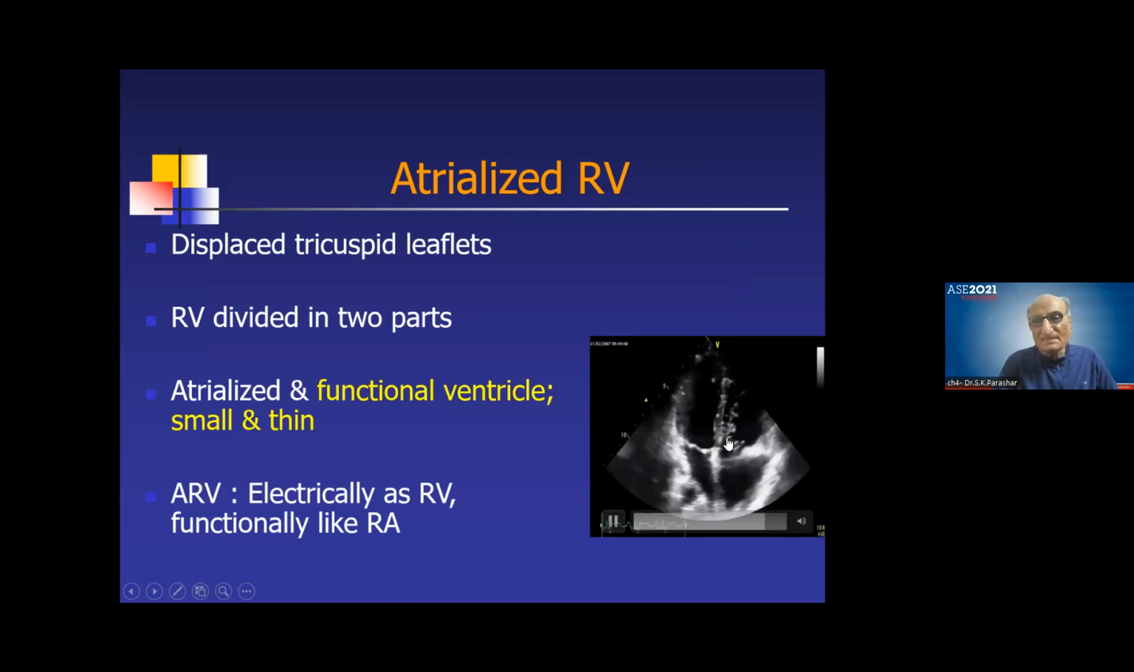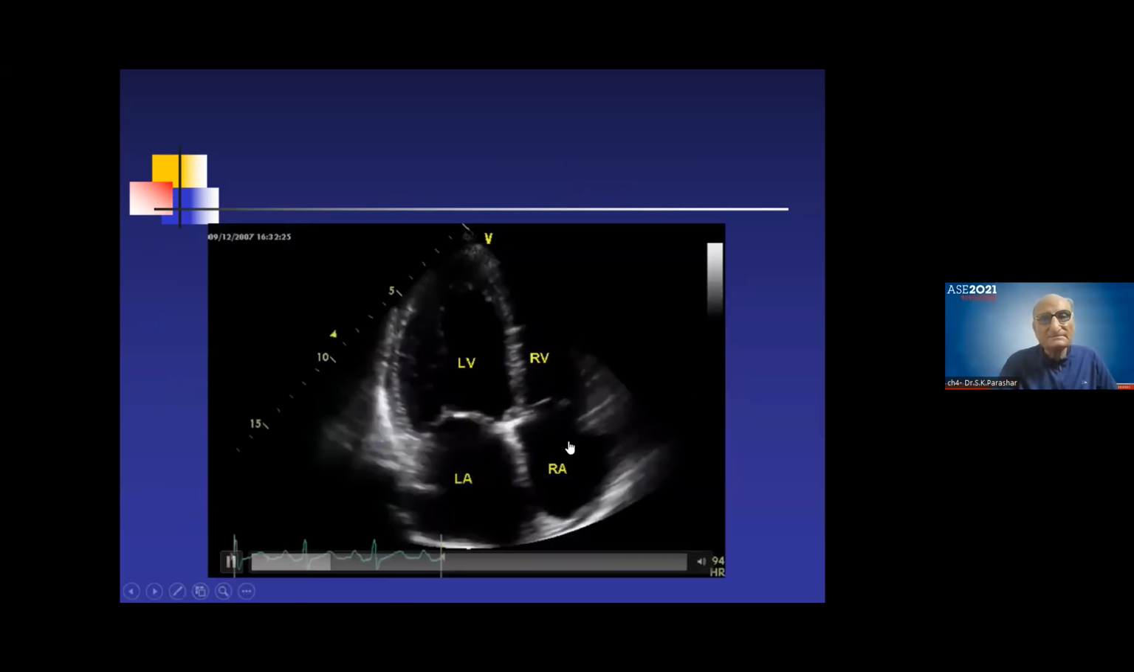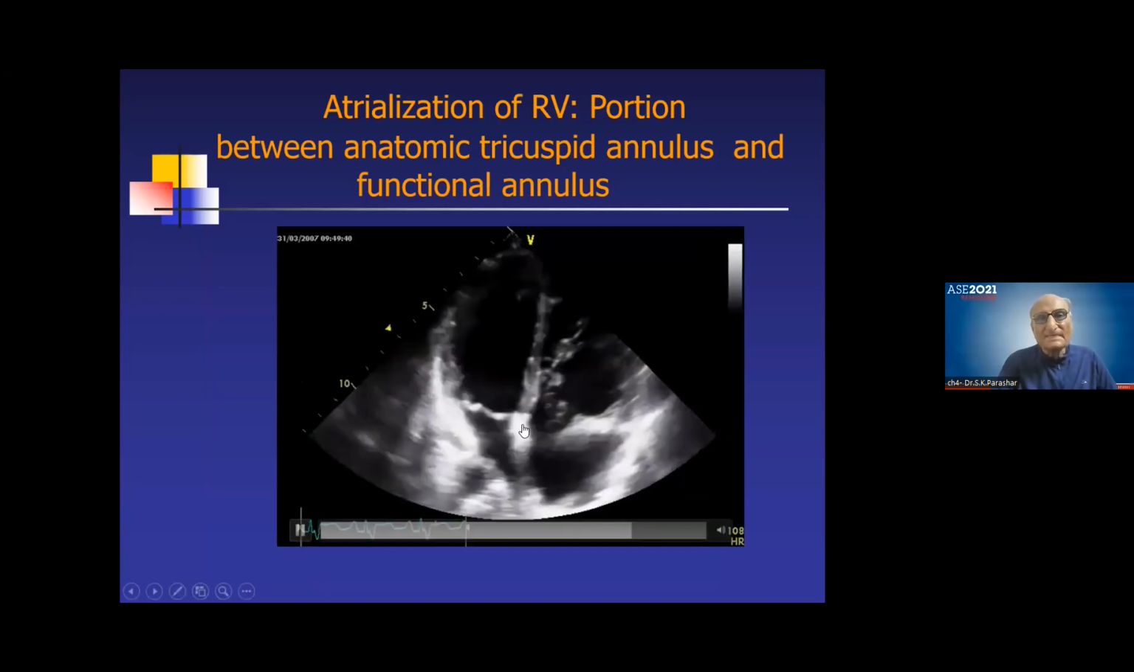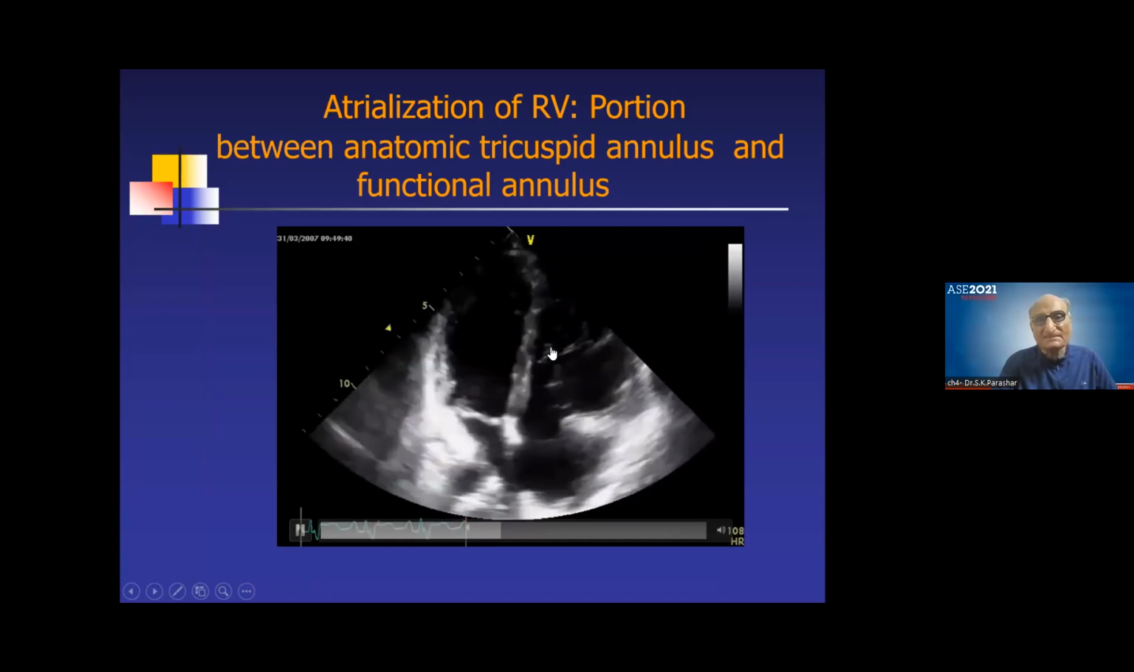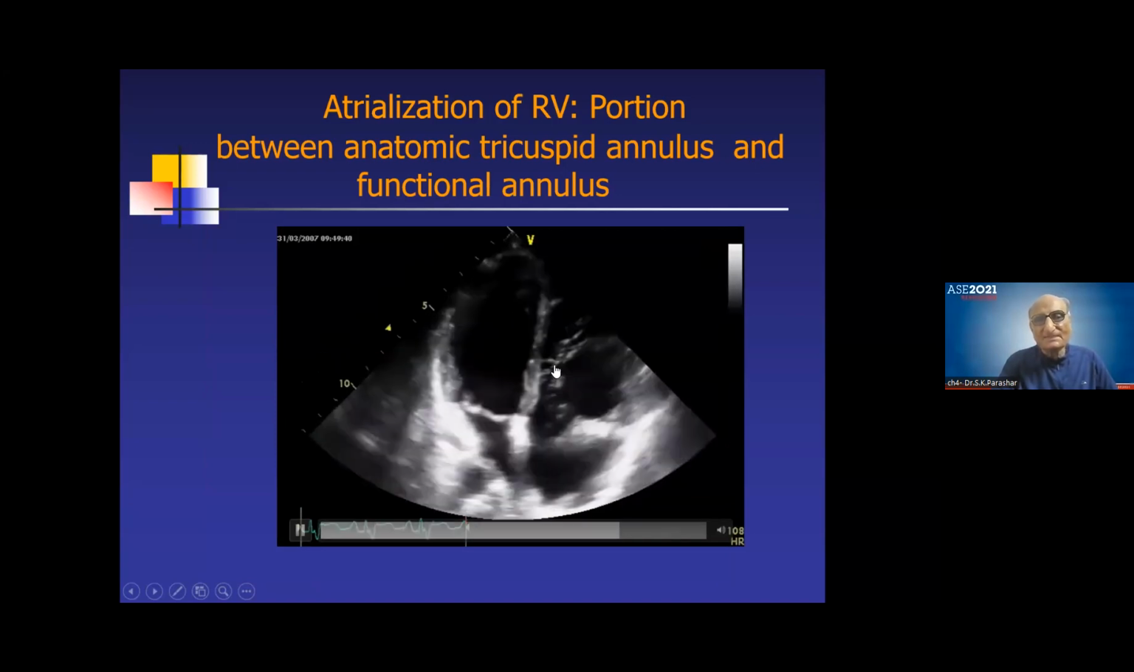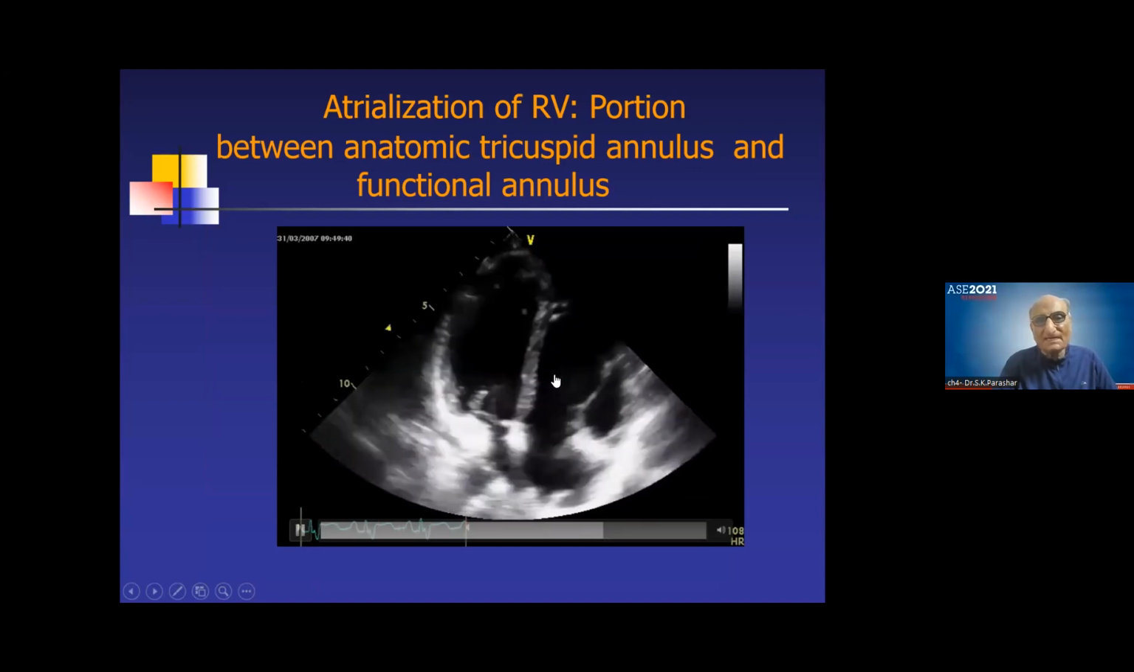The atrialized RV acts electrically as a right ventricle and functionally as a right atrium. So any structure between the two leaflets is the atrialized portion. This is known as the atrialized portion of the right ventricle because it is a part of the right ventricle. Here you see the portion between the anatomic tricuspid annulus and the functional annulus, because the two leaflets are combined. So this is also part of the atrium.